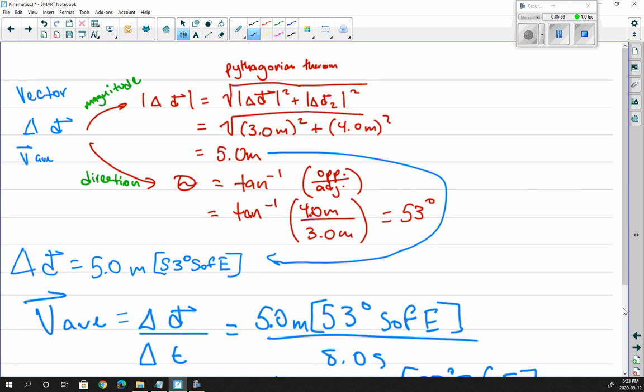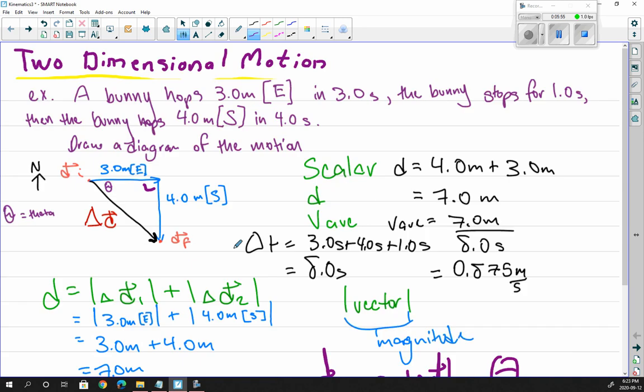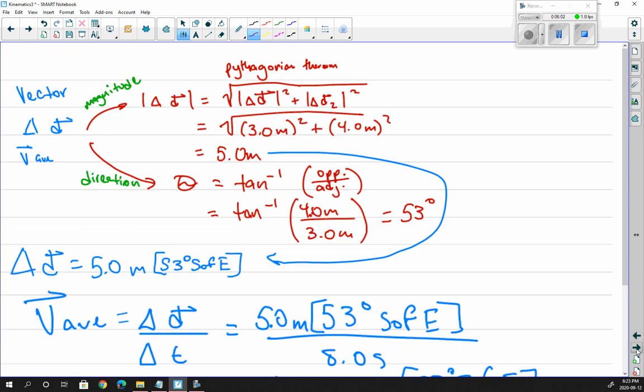So if you take a quick look here, let's go back. Opposite to this angle, 4 meters. Adjacent to the angle, 3 meters. And I get it to be 53 degrees. When I combine the two, I get that the displacement is 5 meters. And this is how I write it.